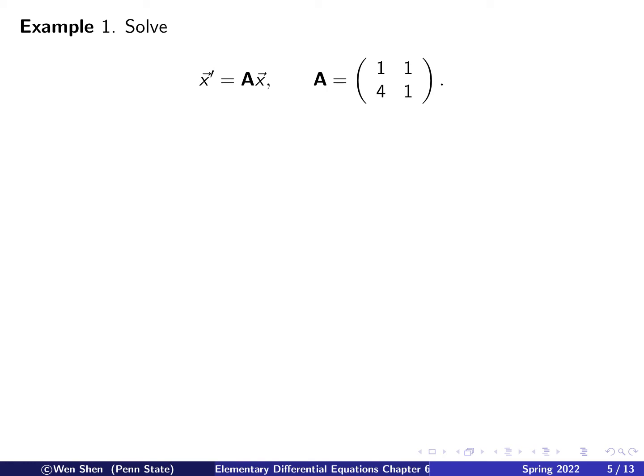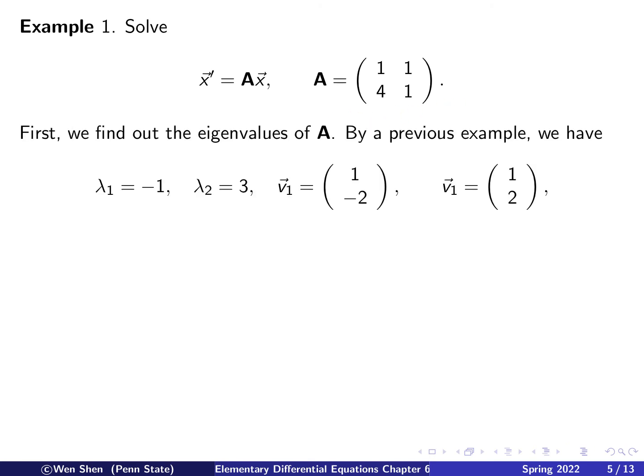Now let's take our first example. We want to solve x prime equals Ax. A is this matrix 1, 1, 4, 1. If you watched the previous videos where we went through a review of matrices and eigenvalues and eigenvectors, we did take this A as an example. So the first step is to find the eigenvalues and the eigenvectors of this A matrix. Using a previous example, we can just copy, otherwise we'll carry out the calculation.